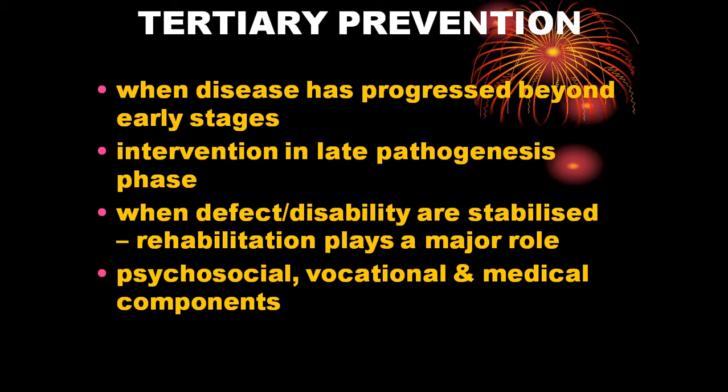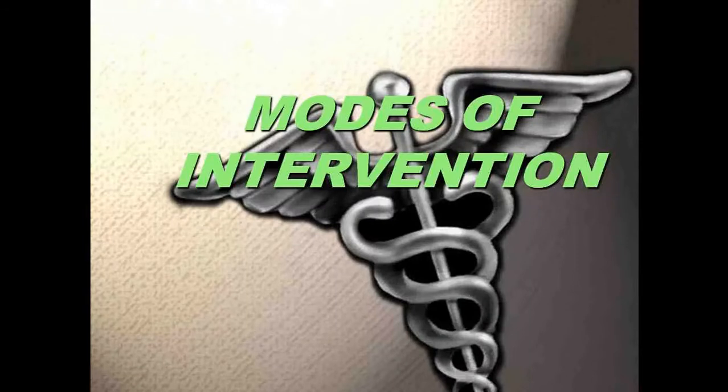When disease has progressed beyond early stages, intervention in the late pathogenesis phase is required. Defect and disability are stabilized and therefore they are minimized. They are going to stay, but they are minimized. And what are the types of tertiary prevention? We have psychosocial, vocational, medical components of tertiary prevention.